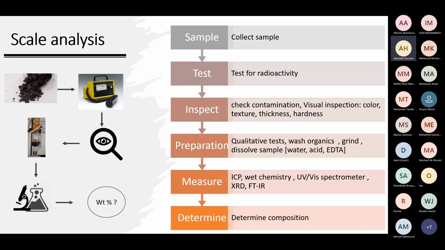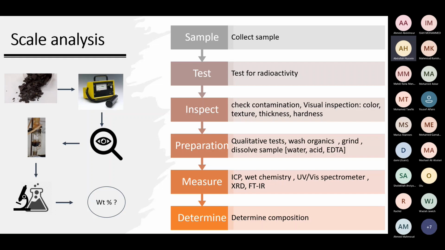So now we're going to move to the scale analysis. First thing, we're going to collect a sample either after pigging or gauging operations, and then we're going to test for radioactivity just to be safe. And then we're going to do some inspection of the sample and see the physical features of it, the thickness, the color, the texture, or any contaminants in there, just to make sure our sample is what we're looking for.